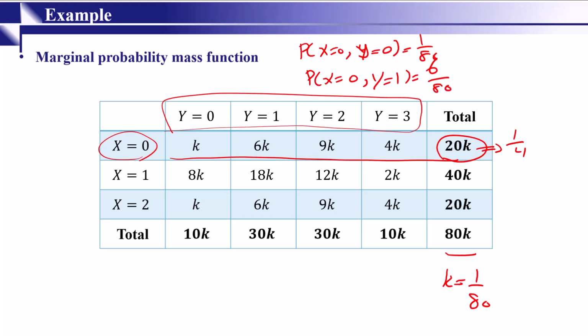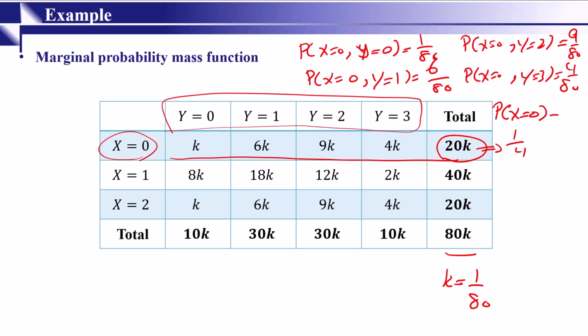And in the same way, you can write the rest. For example, P(X=0, Y=2) is equal to 9 by 80. And the probability of X=0 and Y=3 is 4 by 80, right? We can write here the marginal probability of X=0 is equal to 1 by 4, the sum of all these 4. So this refers to the marginal probability of X equal to 0.